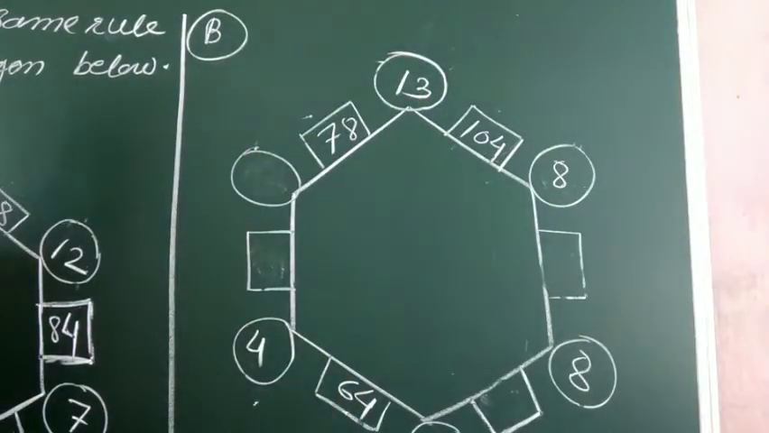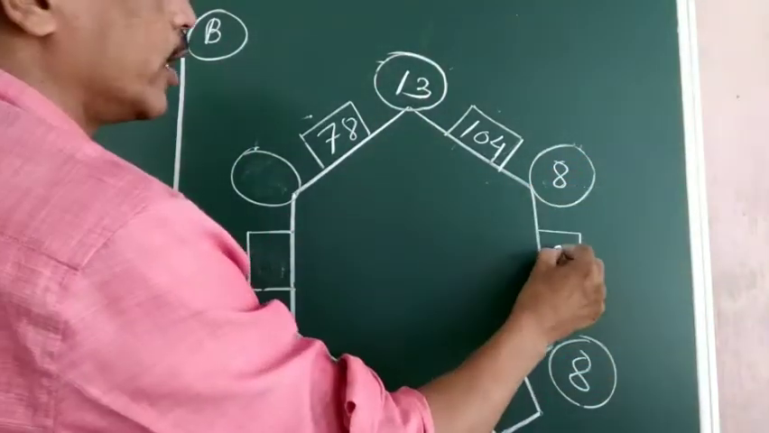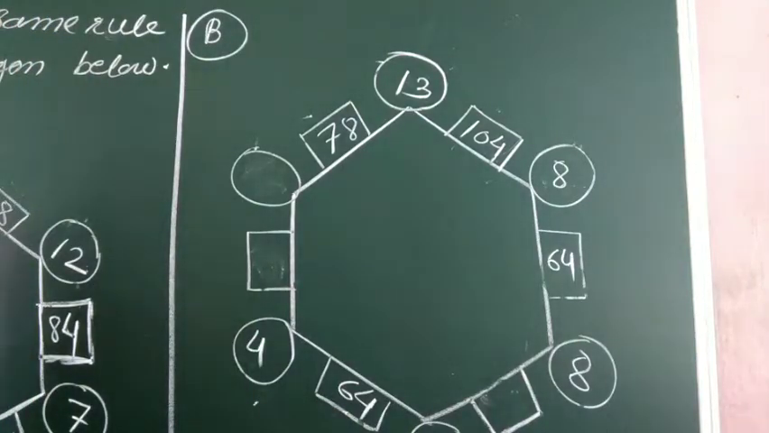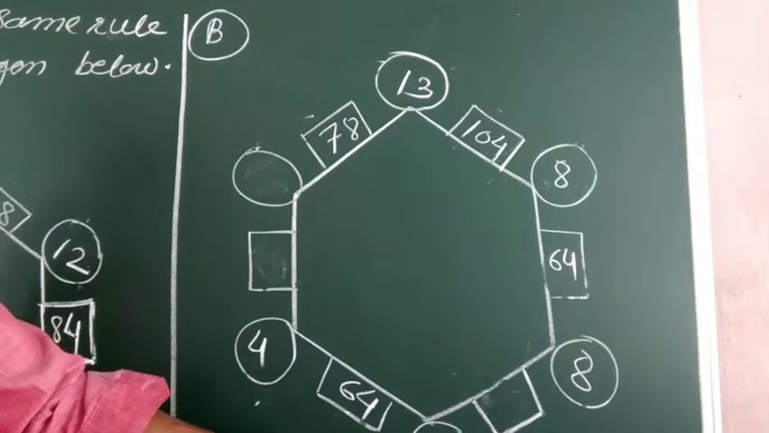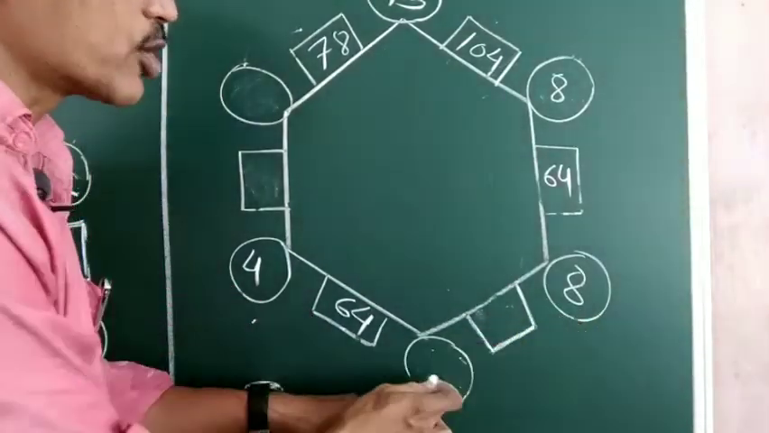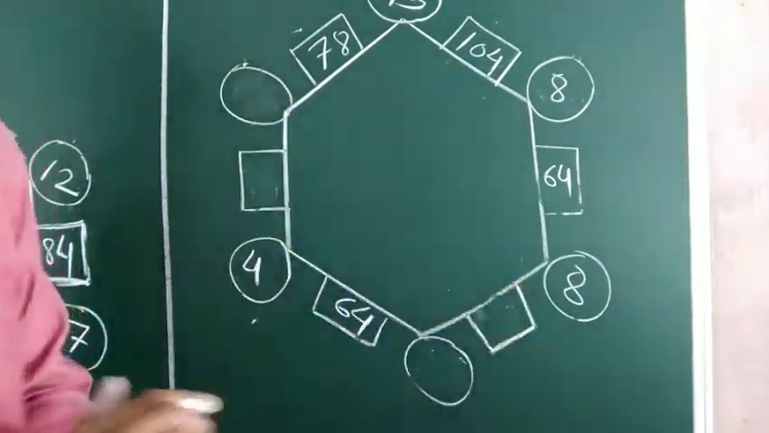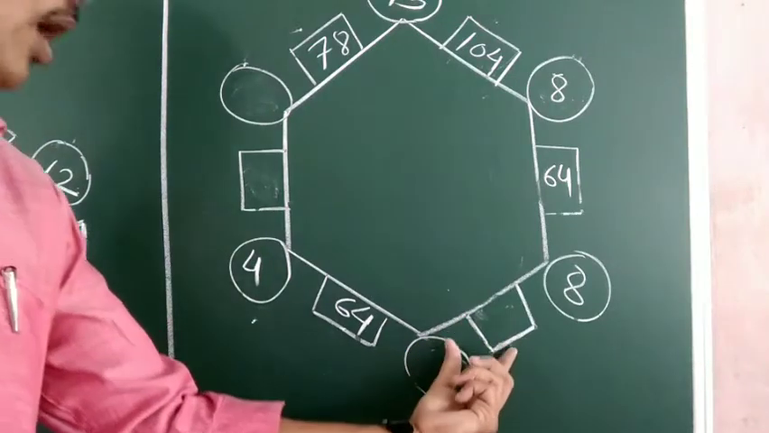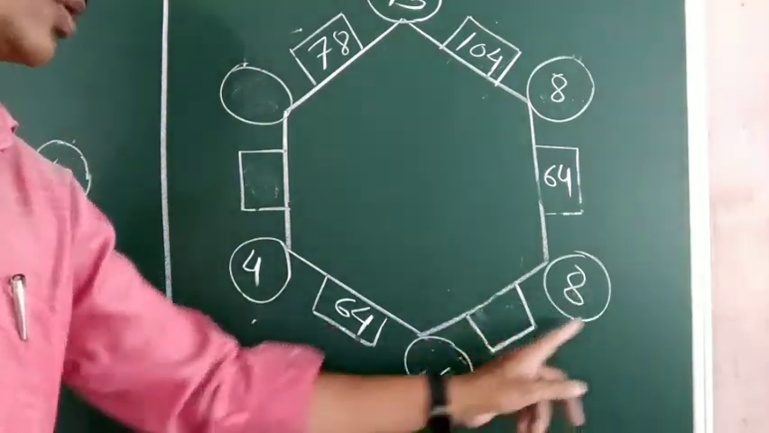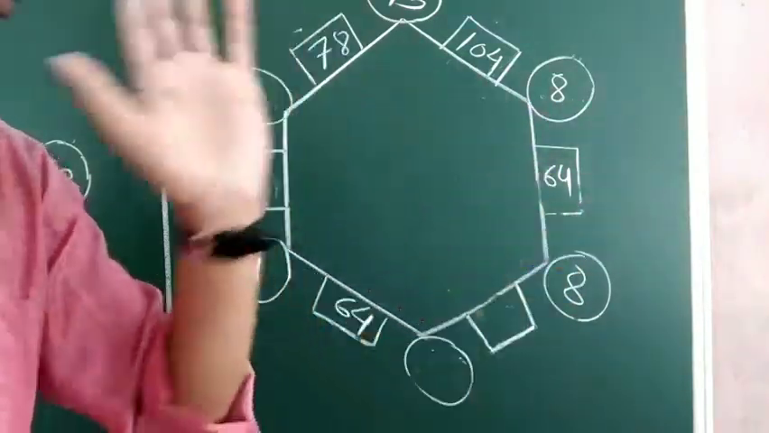Now see, these two numbers are here already. 8 into 8, it is 64. Now we can't find this number, beta. By multiplying this number and this number, it is not possible to find this number because both numbers are not here. Out of these three numbers, two numbers should be known. Then only we can find out the third number.